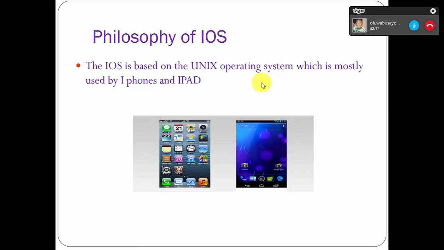Like I said earlier, I'm sure you know the correct thing, but maybe something happened. The I there is lowercase. Thank you, sir. Now, the iOS operating system is based on the Unix philosophy. That is, iOS is a variant of the Unix operating system. It is mostly used by the iPhones and iPads.